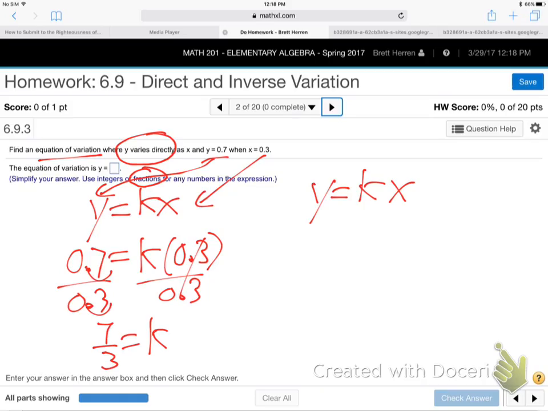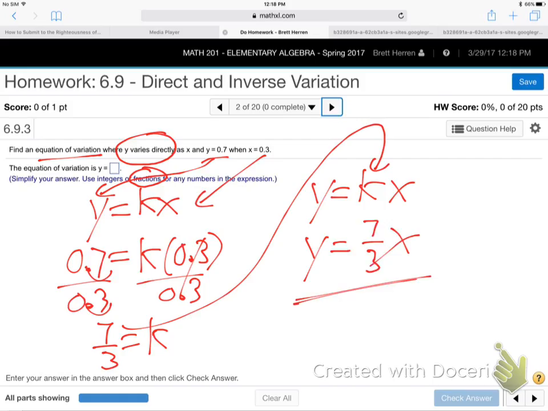Everybody see what I did with the decimals? I moved the decimal on the top one, and as long as you move the top and the bottom decimal the same amount, it's okay. I'm really multiplying by 10 top and bottom, that's effectively what I'm doing, but I'll just move the decimal, same thing. So it's just 7/3. Just leave it 7/3 because they want fractions. The answer's going to be y equals 7/3 x.